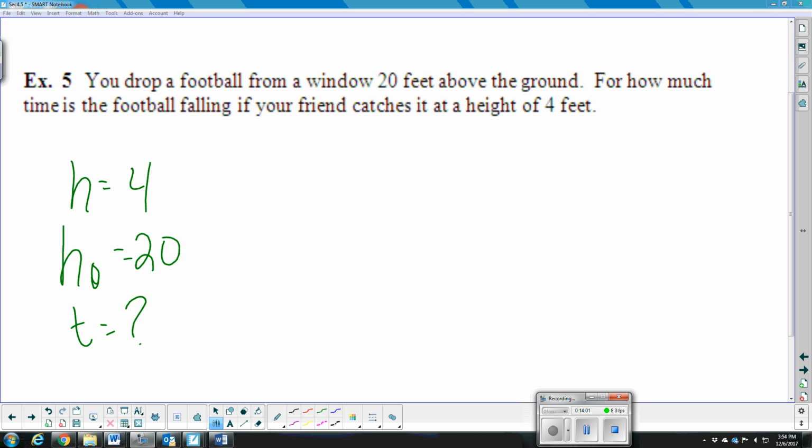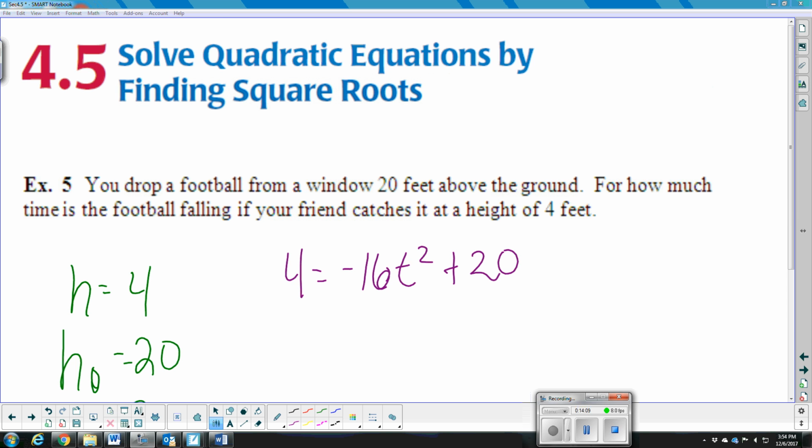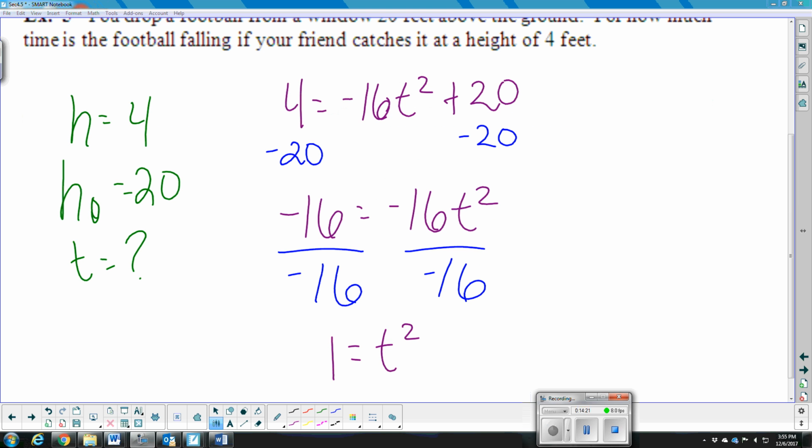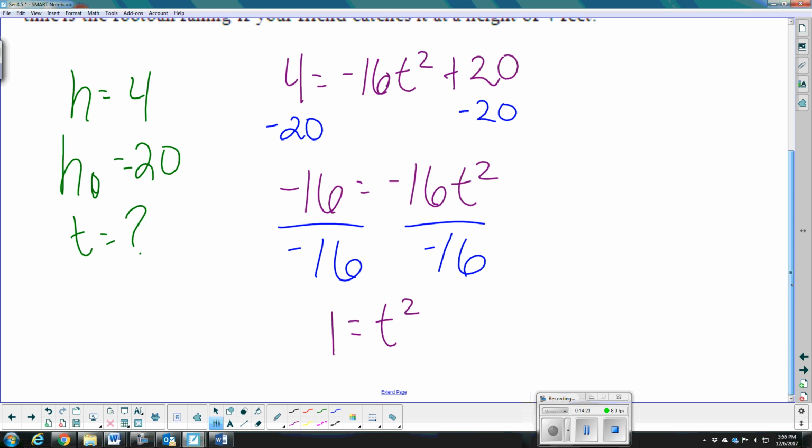So here are our variables. Our ending height is 4. Our initial height is 20. And t, we don't know. We're looking for that. So after we set up our initial equation, we subtract 20 from both sides in order to isolate our variable. We get negative 16 equals negative 16t squared. Then when we divide both sides by negative 16, we get 1 equals t squared.